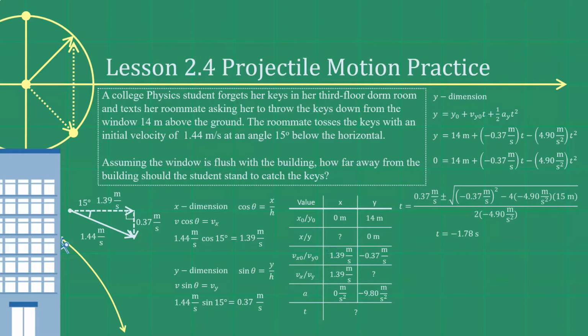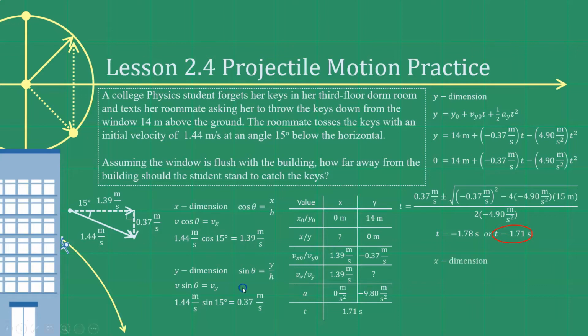All right, and now that I have everything in the right place, when I solve this, I find that the time is either negative 1.78 seconds or 1.71 seconds. I'm going to choose the positive value because that's the one that makes sense. I'm going to go ahead and plug that in for t in my table. And now I have everything that I need to solve in the x dimension. That 1.71 seconds is the time it takes for the keys to fall to the ground from the original 14 meters. And now I can go ahead and solve for how far it moves in the x dimension during that time.